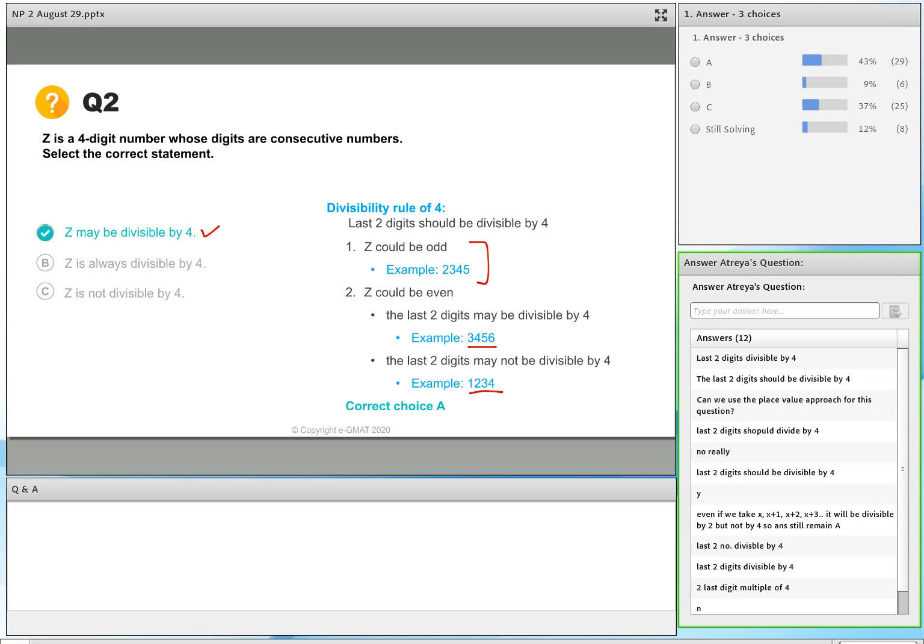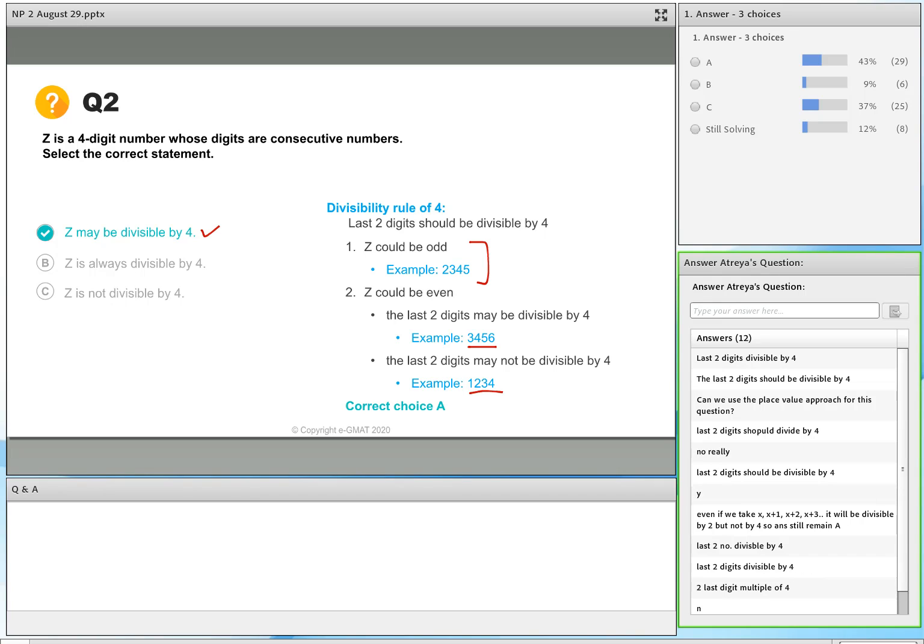Can we use the place value approach in this? Again, the place value approach is not of any usage if you do not know the values of the last two digits. Understand, the divisibility rule of 4 needs you to know the value of the last two digits. You should know exactly what the two digits are. If I do not consider absolute numbers, I cannot solve this question. Take this learning and we'll now move on to the third question.